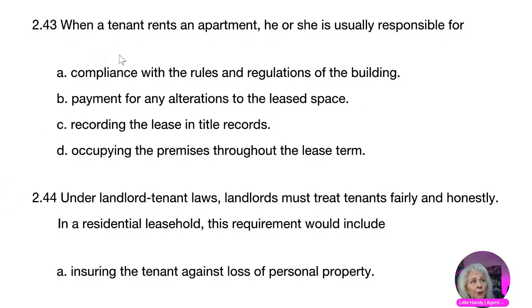Number 43, when a tenant rents an apartment, he or she is usually responsible for what? A, compliance with the rules and regulations of the building. B, payment of any alterations to the leased space. C, recording the lease in title records. D, occupying the premises throughout the lease term. What do you think the answer here is?